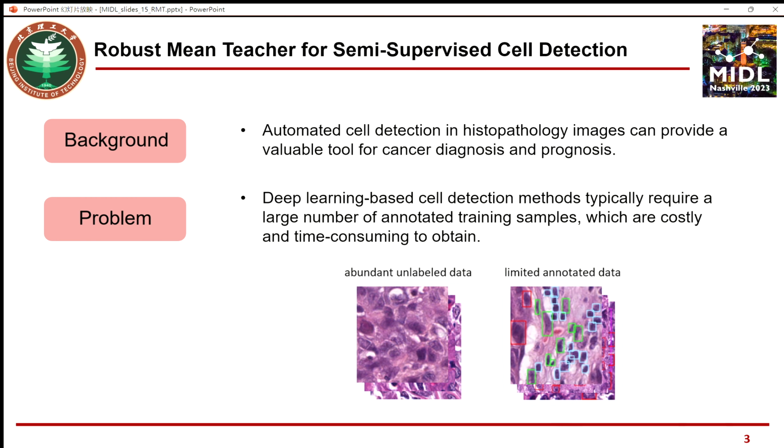Automatic cell detection in histopathology images assists pathologists in disease diagnosis, grading, and quantification, and methods based on deep learning have achieved promising cell detection performance. However, deep learning-based cell detection methods typically require a large number of annotated training samples, which are costly and time-consuming to obtain. Therefore, it is desirable to develop methods that can train detection networks effectively with only a few annotated samples.